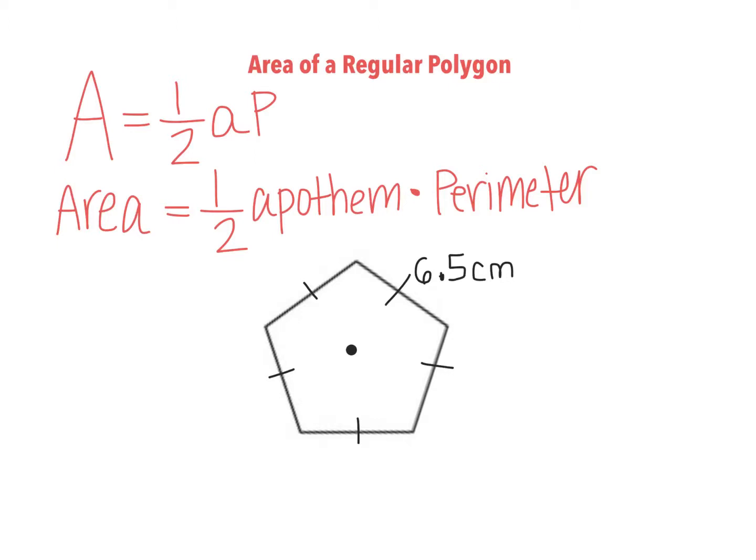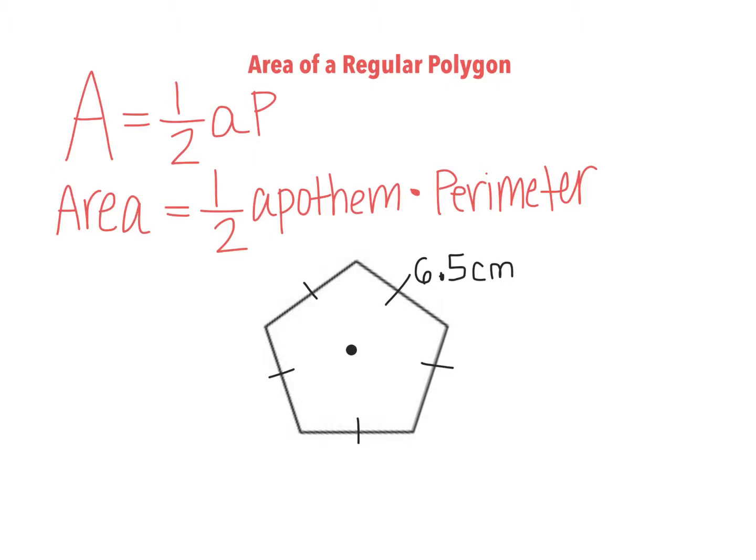Well, the capital A here represents the area is equal to 1/2. The lowercase a represents our apothem. The apothem is going to be the distance from the center of your regular polygon to one of the sides at a 90-degree angle. So it's going to be a perpendicular distance here. And then capital P stands for the perimeter.